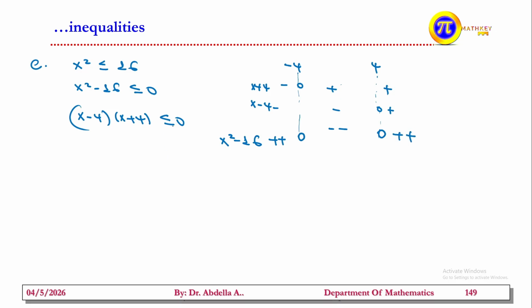Therefore, we want to find the values which are less than or equal to 0. That means 0 as well as including the negative values. Therefore, the value of x that satisfies this property is negative 4 less than or equal to x, and x less than or equal to 4. Or, if you want, you can express it in the form negative 4 to 4, including the endpoints.